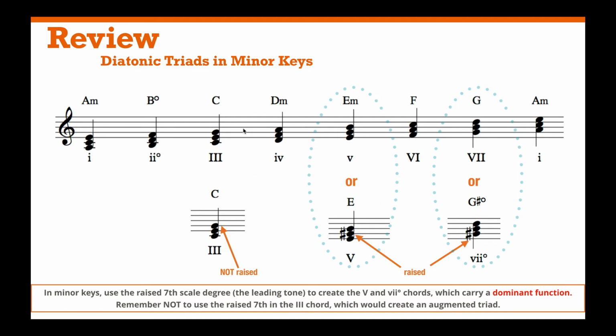Students often ask why we don't touch this G right here, and you do not. Even if we're using these G sharps here, you leave this G alone as a natural, unraised by a half step. You just leave it where it was in the natural form. The reason for this is down here. If you see at the bottom, it says in minor keys, use the raised 7th scale degree to create the major 5 and diminished 7 chords, which carry a dominant function.